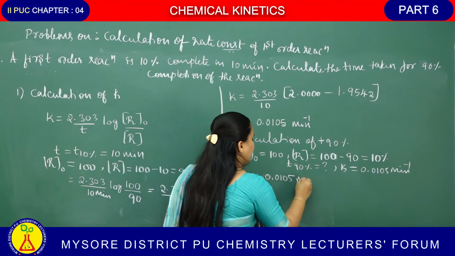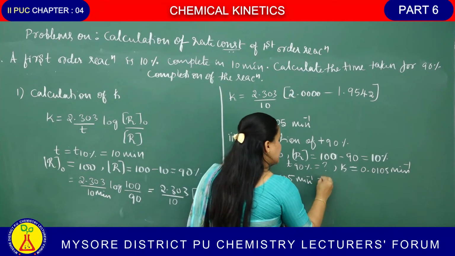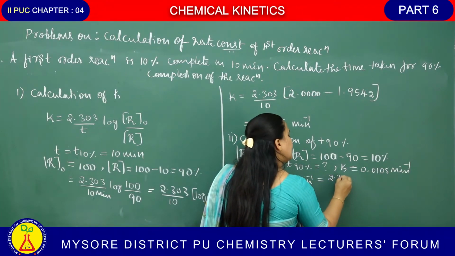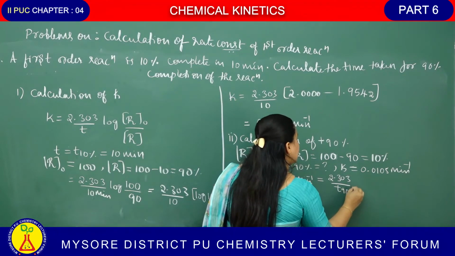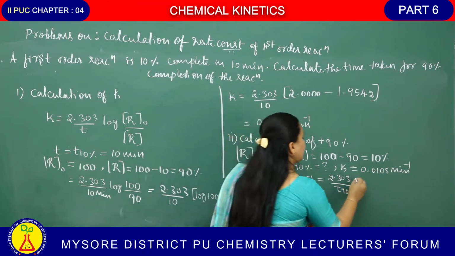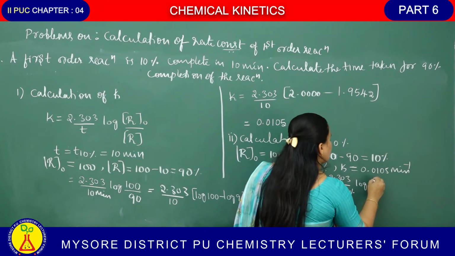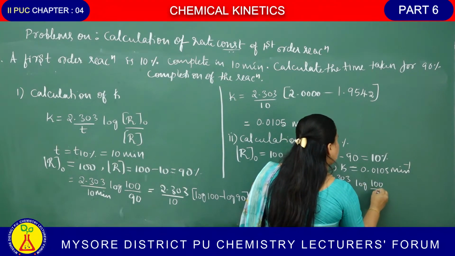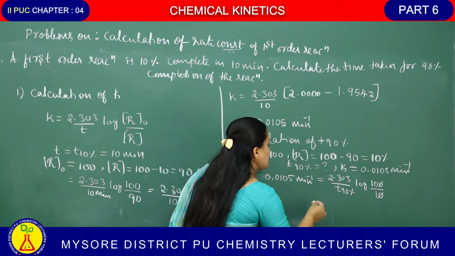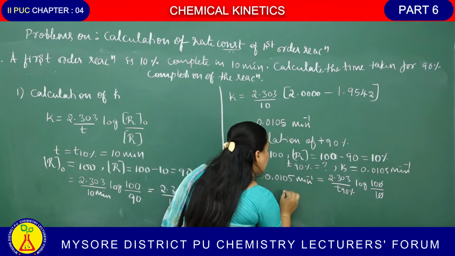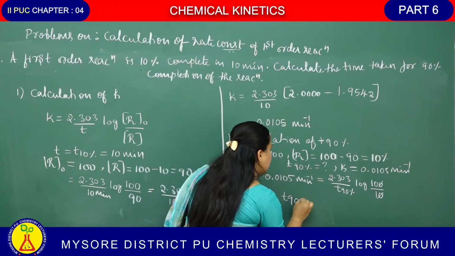0.0105 per minute is equal to 2.303 divided by T 90%. We have to calculate that one. Log R naught is 100, R is 10. Totally we get log 10. Log 10 value is how much? 1. Okay. We have to calculate T 90%, right?